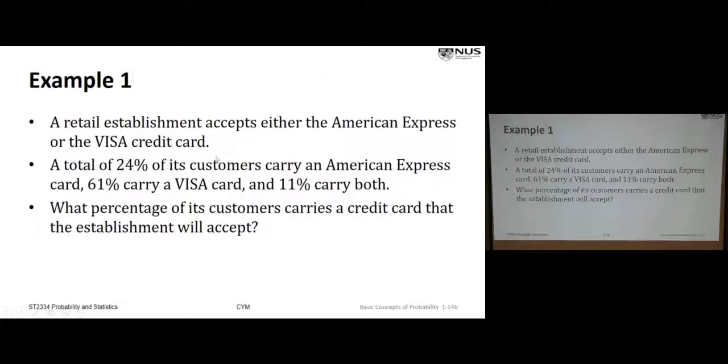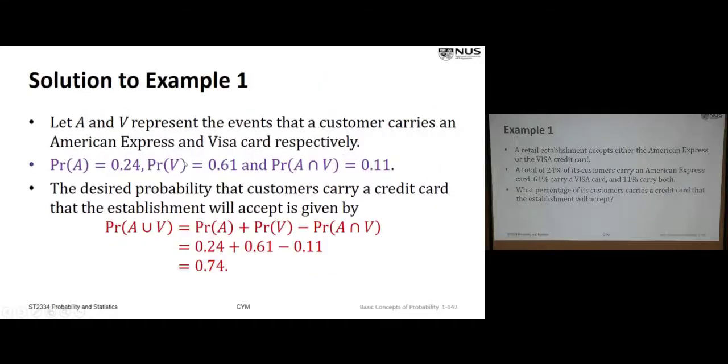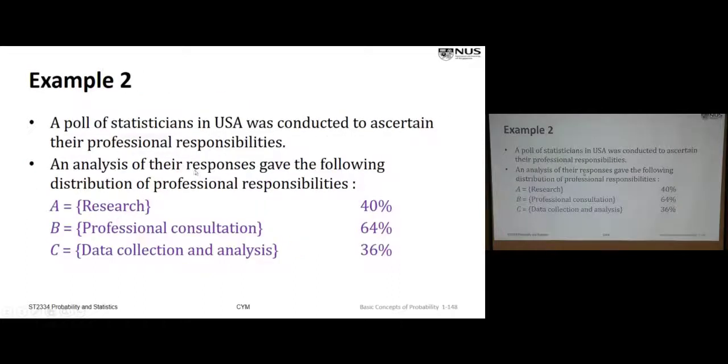All right, so here are the examples. Example 1, I skip it. Example 2, okay. Example 2. So we have this poll of statisticians. So what is their work? A is those who do research, B is those who do professional consultation, and C is those who do data collection and analysis.